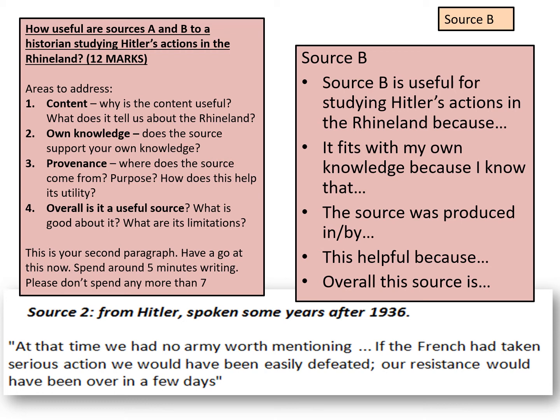He also mentions if the French had taken serious action, we would have been easily defeated. Well, actually, there wouldn't have been a defeat at all, because what we know from our own knowledge is if the French had taken serious action, the German generals had been given the order by Hitler to turn around, to not engage, to pretend it had all been a terrible accident and go back home. He was worried that they would have been defeated, and so he told them not to fight. So there wouldn't have been a battle at all. So again, they wouldn't have been easily defeated, but actually they wouldn't have fought in the first place. So those two bits of knowledge are things that you could mention next.